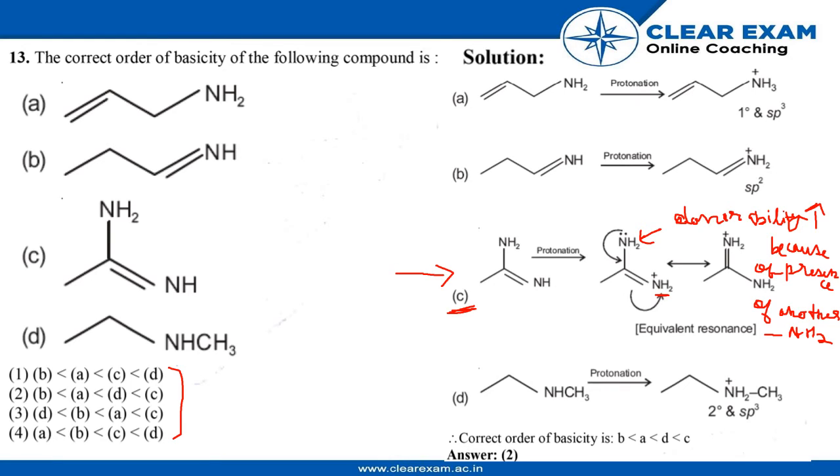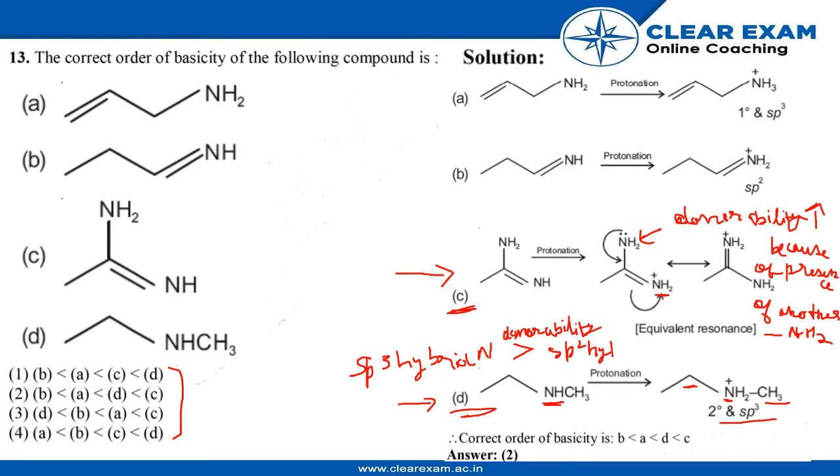Now, the higher donor ability of sp3 hybrid N as compared to the sp2 hybrid N. So now for the case D, the N present specifically in the NH group has an sp3 hybridization because of the CH3 group present here and the CH3 group present here. So as it has sp3 hybridization, sp3 hybrid N has more donor ability as compared to sp2 hybrid. Hence C is the highest and after that D comes.